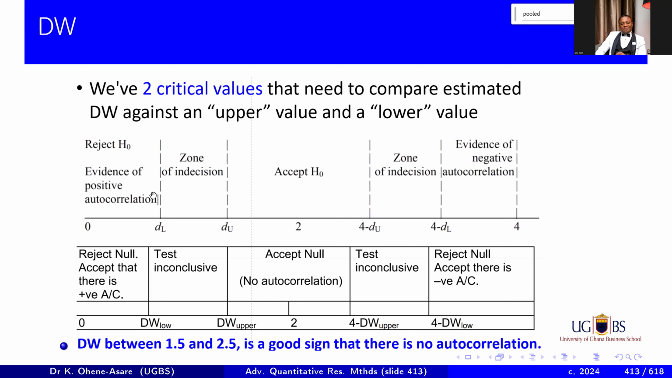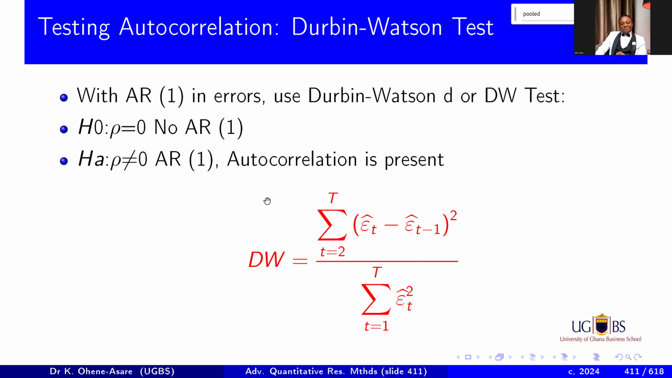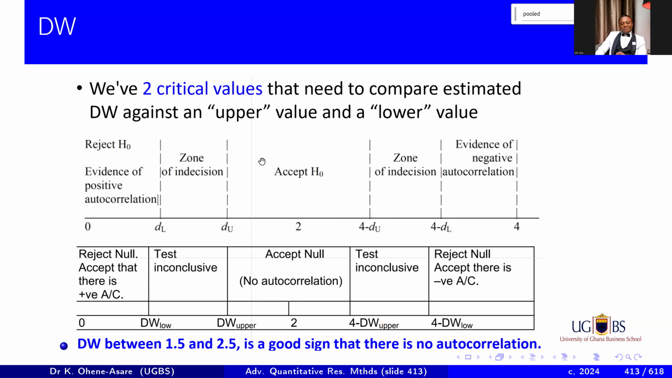So here is a chart that gives you a feel. And there are 2 critical values. Remember, the test statistic is compared with the 2 critical values, and the critical values are given in this range. Look at it. Where it is 2, you accept the null of no autocorrelation. Watch it, it's not exactly 2, but anything around 2. So what is around 2? Anything from 1.5 to 2.5 is good. It's a good sign that there is no autocorrelation.